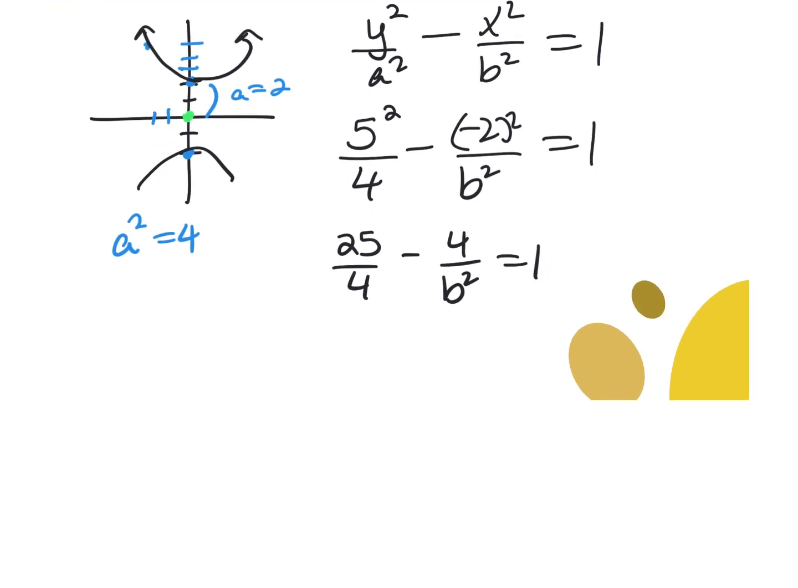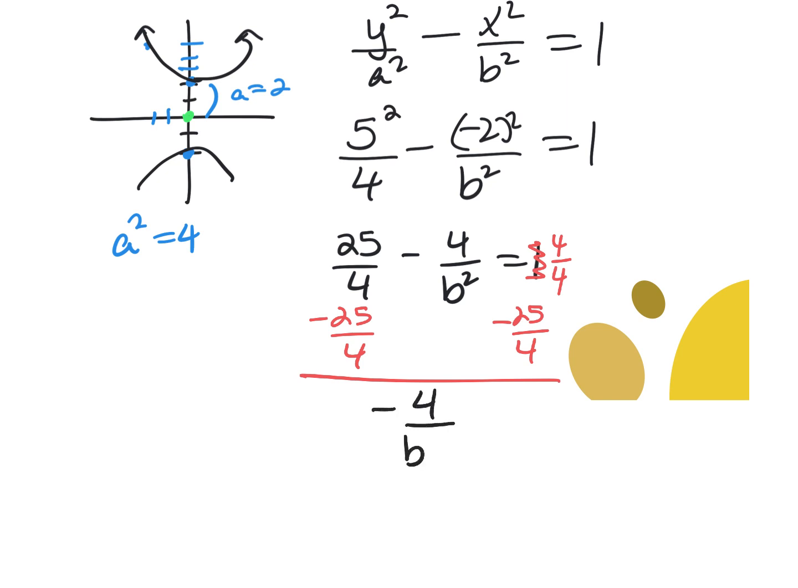I need to isolate b squared. So I'm going to subtract 25 over 4. I'm going to change the whole number 1, and I'm going to make it 4 over 4, so I have a common denominator. So then I'm left with negative 4 over b squared equals negative 21 over 4.